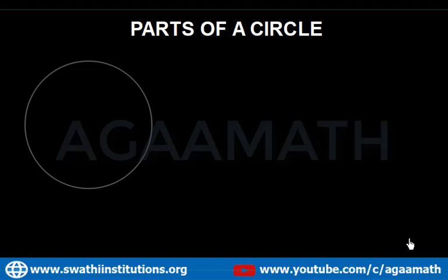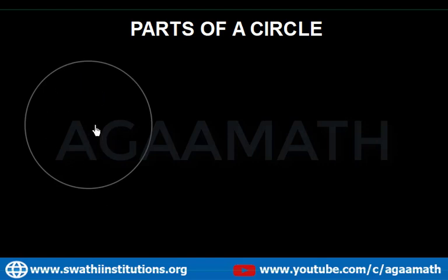Hi everybody, welcome to AGAA-MATH. This is Rakesh. Today we are going to learn about parts of a circle. So what is a circle? How do we define it? First of all, a circle is the set of points at a fixed distance from the center.